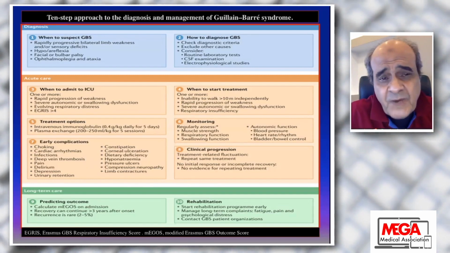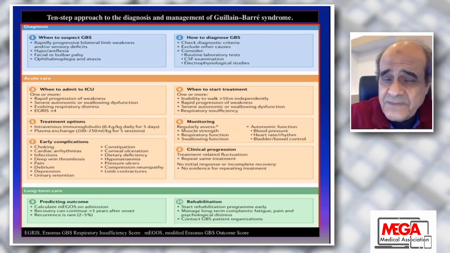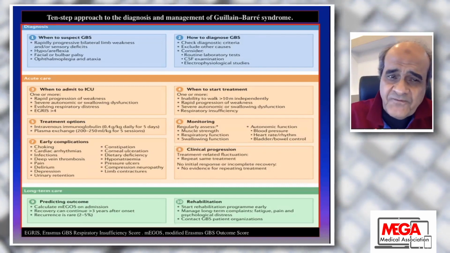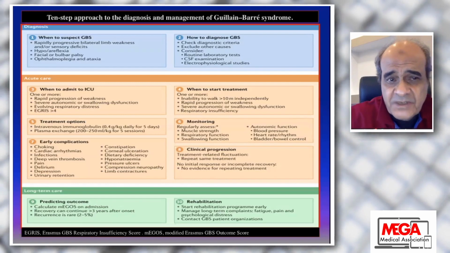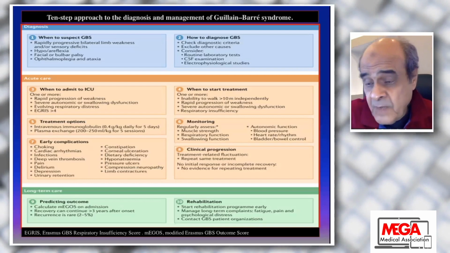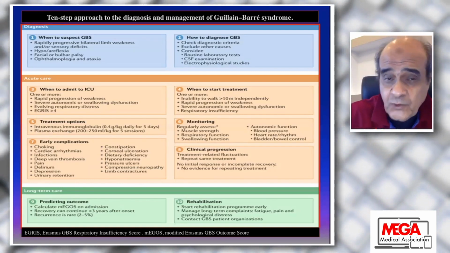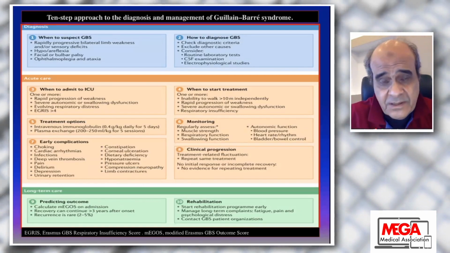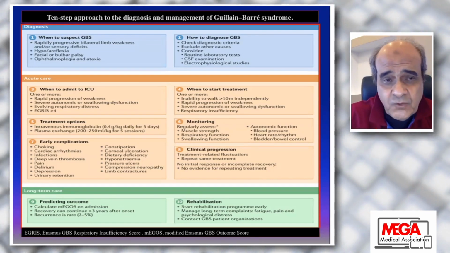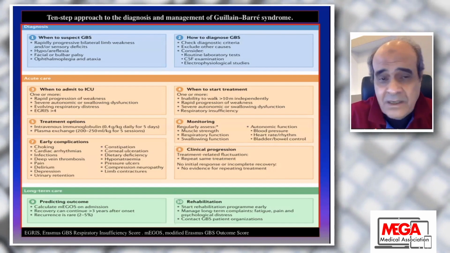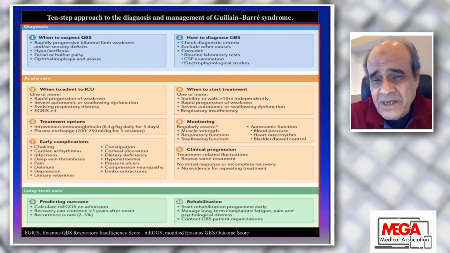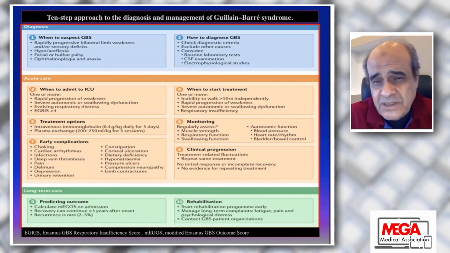When to admit the patient to ICU? When the patient starts exhibiting some sort of respiratory impairment, or is going into respiratory failure or respiratory distress, or becomes progressively weak with severe autonomic dysfunction. Dysautonomia is one of the commonest factors causing us to admit the patient to ICU, because it causes high mortality.